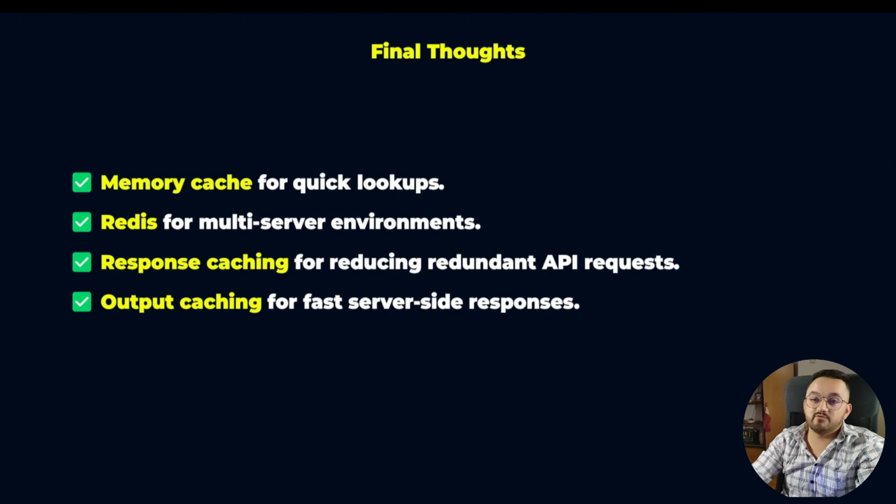So those are some final thoughts on where you should use which one. Memory cache is good for quick lookups. Redis is perfect for multi-server environments. We have response caching for reducing redundant API requests. So if there is no need to call the server for a couple of seconds or a couple of minutes, response caching is an awesome thing to do. At the end, we have output caching for fast server-side responses. The important thing for those two caches, response and output caching, is that they don't work very well with dynamic content, because both of them cache the complete responses.